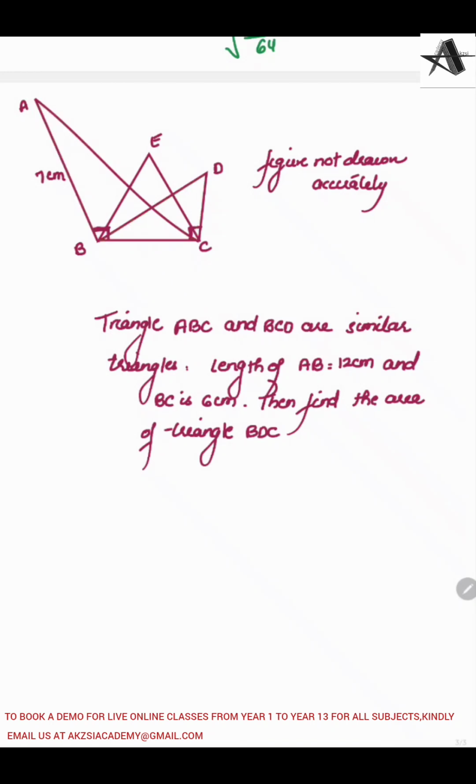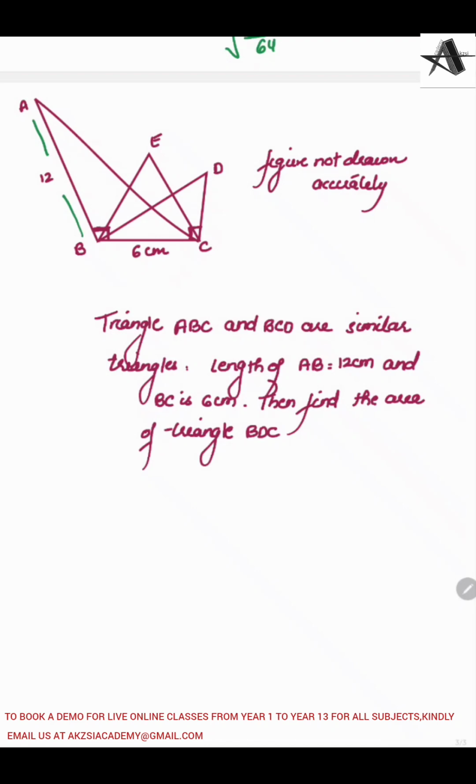Now what else is given? Length of AB, that means this is given as 12 centimeters. Okay, this is actually 12. And BC is 6 centimeters, so this is 6 centimeters. And we have to calculate the area of BDC. Now you might be thinking that if the length of the same triangle is given, then how can we calculate the corresponding length? But you can clearly see BC is a length of the other triangle as well.